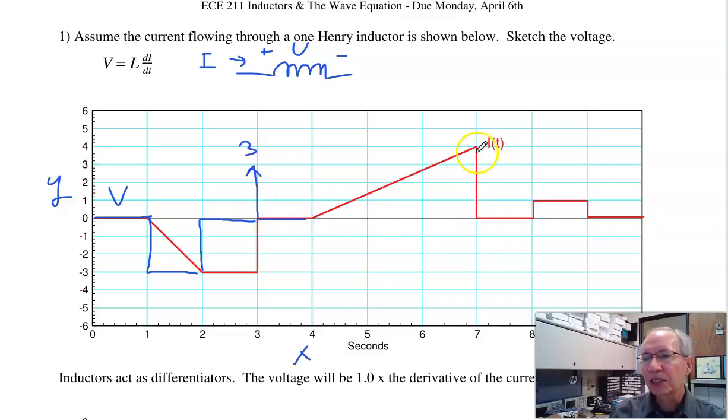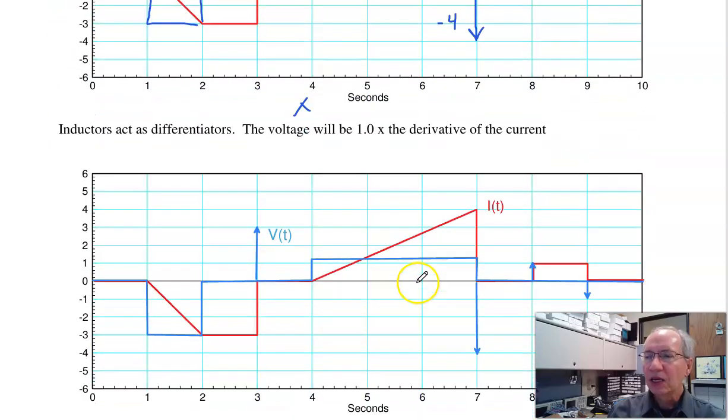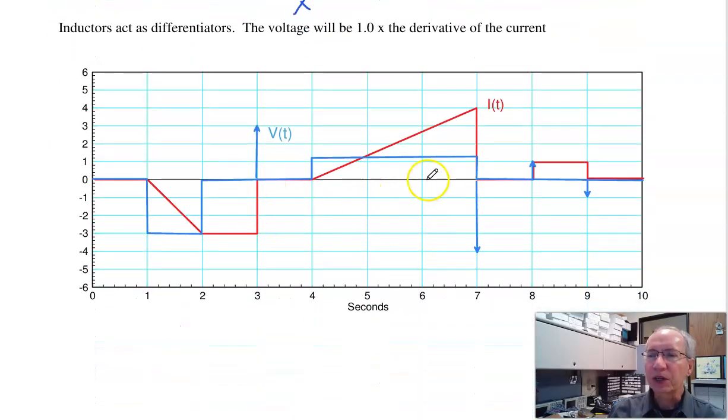Here the slope changes by 4 in 3 seconds, so it's 4/3. So it's a little bit more than 1. Here's the negative delta. It goes down 4 in 0 time. So that's a delta with a height of minus 4. Back to 0. Another delta function. This has a height of 1. Another delta, negative, height of minus 1. Like that. So that would be the current or the voltage across the inductor.